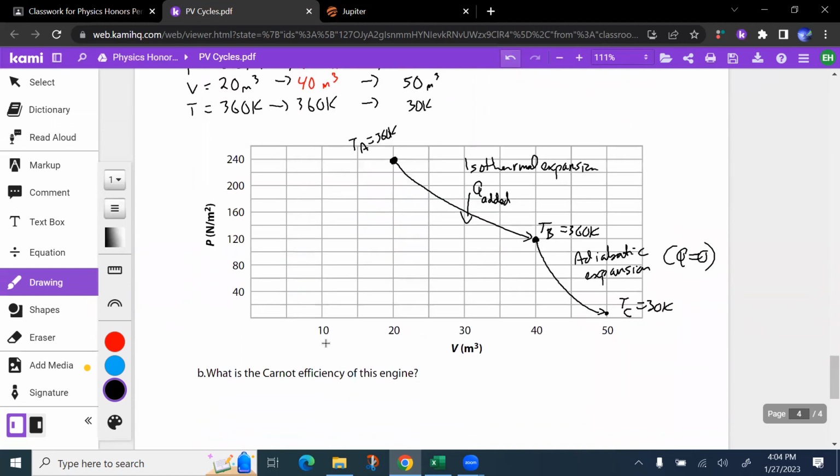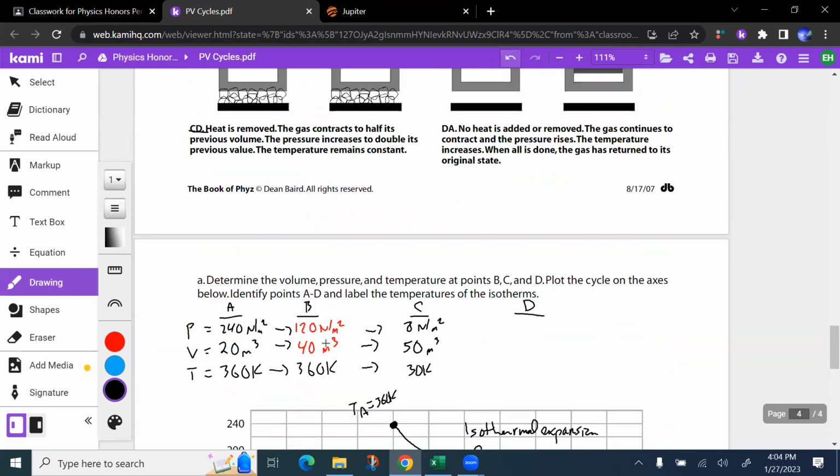So what would that be? Well, if the pressure doubles, it's now up to 16 newtons per square meter. The volume is going to cut in half. So half of 50 would be 25 cubic meters. And how does that affect the temperature? Well, it said the temperature remains constant, so the temperature stays at 30 Kelvin.